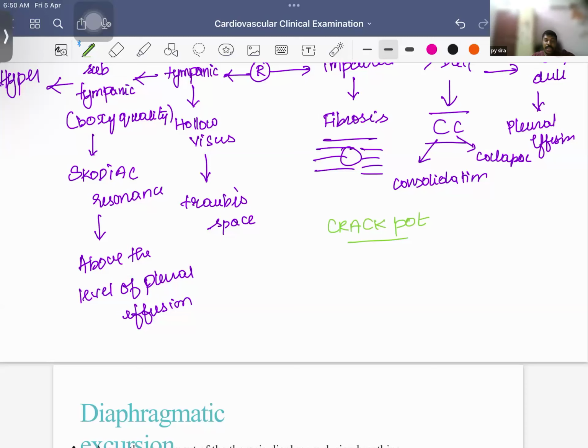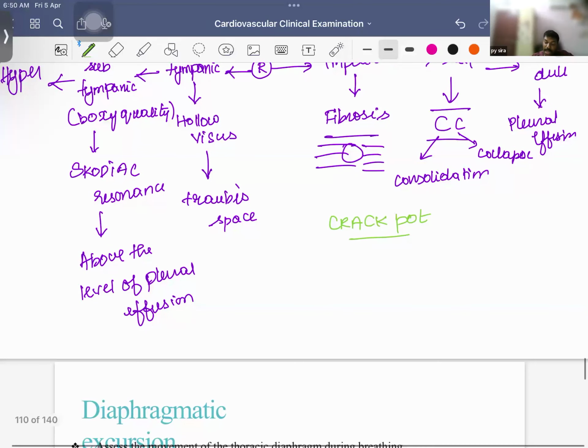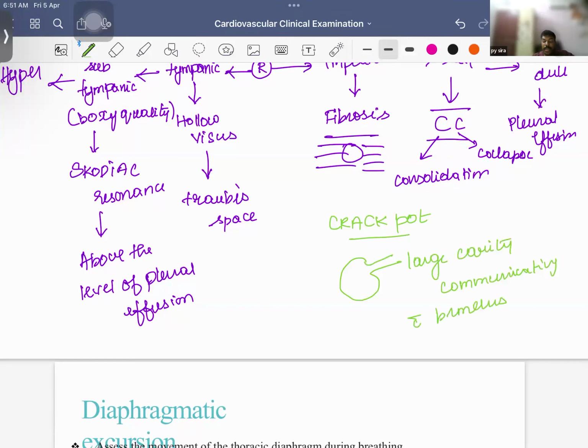Crackpot. You take a moist hand, with water in your hand, and you clap it like this. The sound that comes now, this is crackpot resonance. This occurs with a large cavity communicating with the bronchus. Then it is going to be crackpot resonance.